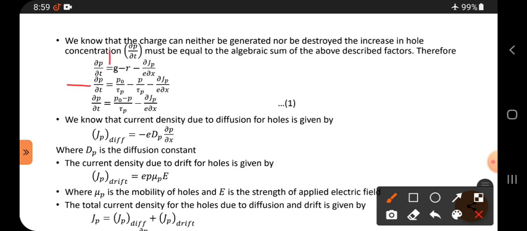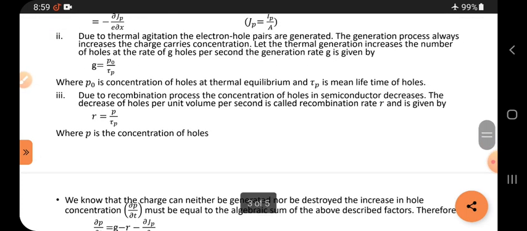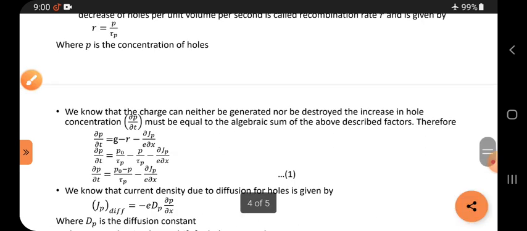Now substitute the G value and R value. We already know them: G is p naught by tau p, and R is p by tau p.